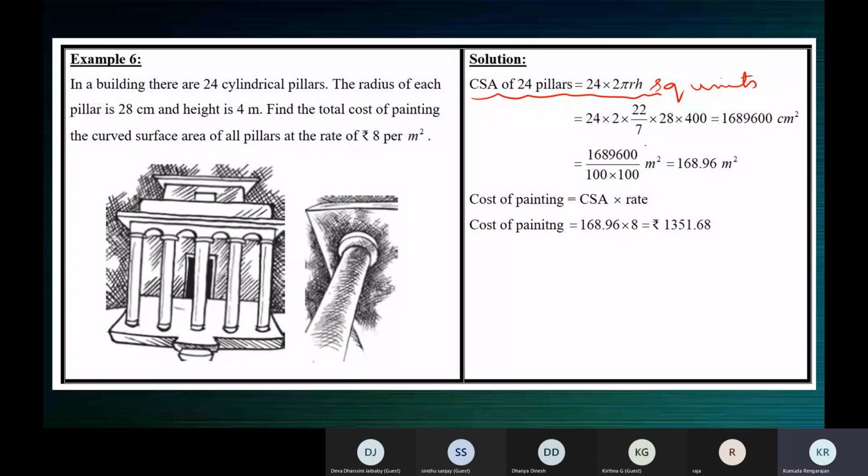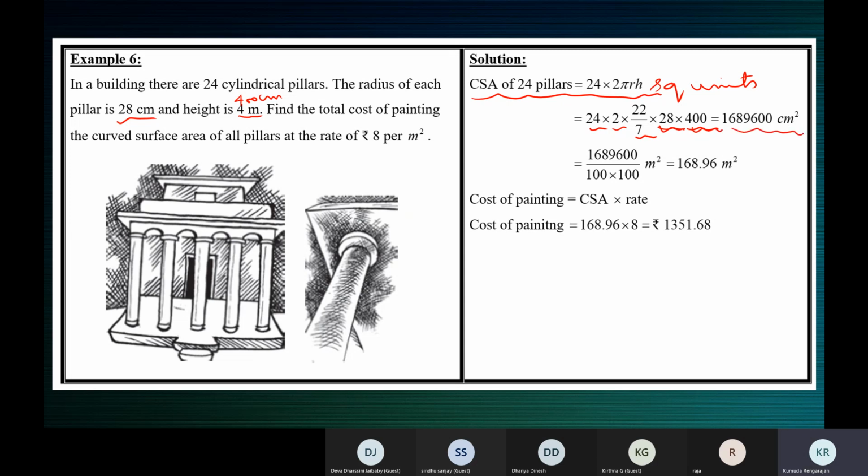So 24 into 2 into 22/7 into radius, which is 28 centimeters. And height, because it's 4 meters, I've taken it as 400 centimeters. It should be in the same unit. You cannot take radius in centimeter and height in meters. Either both should be in centimeters or both in meters. So I've taken 28 centimeters and 400 centimeters.